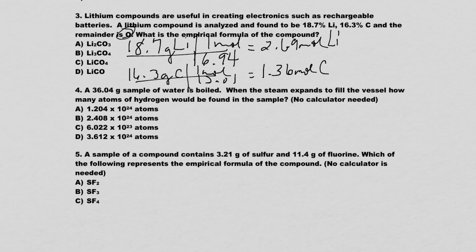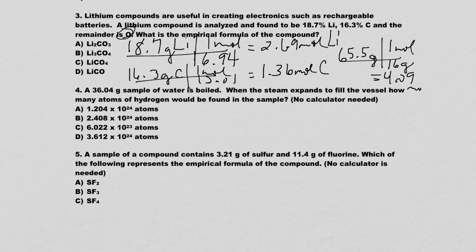Well, we have to think, well, we should be able to determine that number. So if we think about it, if we add 18.7% and 16.3% together, subtract that total from 100, the remaining percent, as it mentioned, has to be the oxygen. So when you do that subtraction, you're going to get 65.5%. So I'm just going to change that to grams. The molar mass of oxygen is 16. And so when I do that math, I get 4.09 moles.